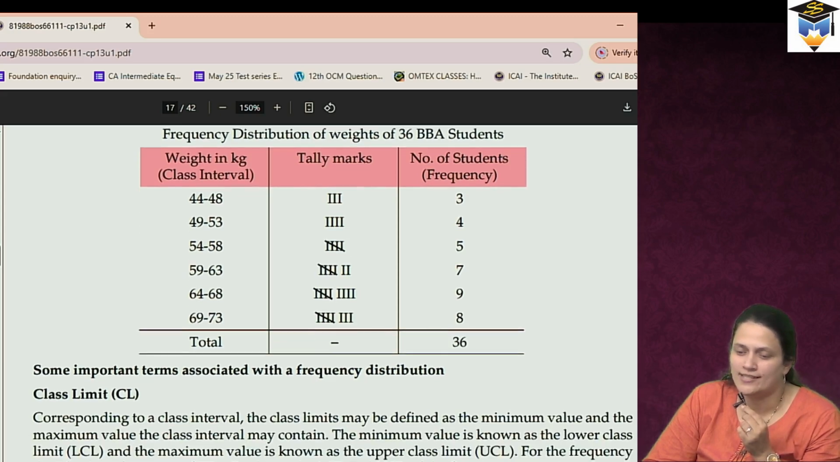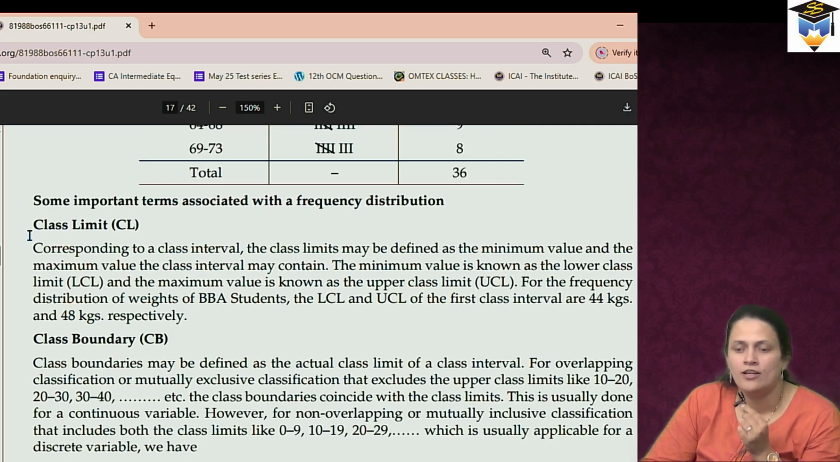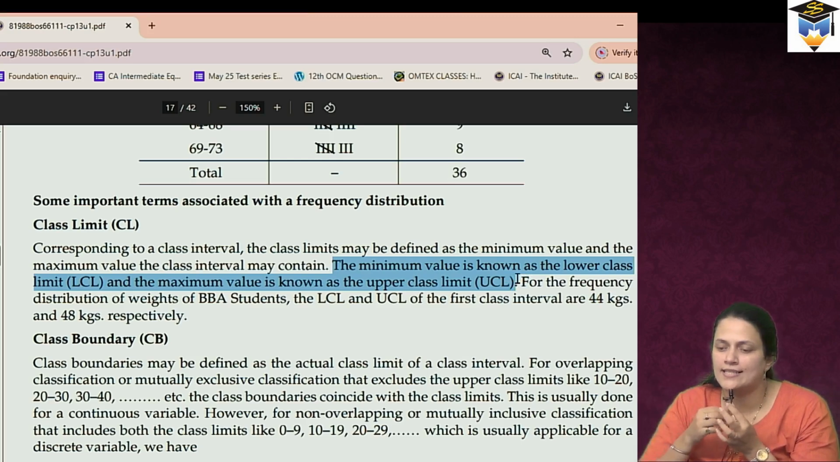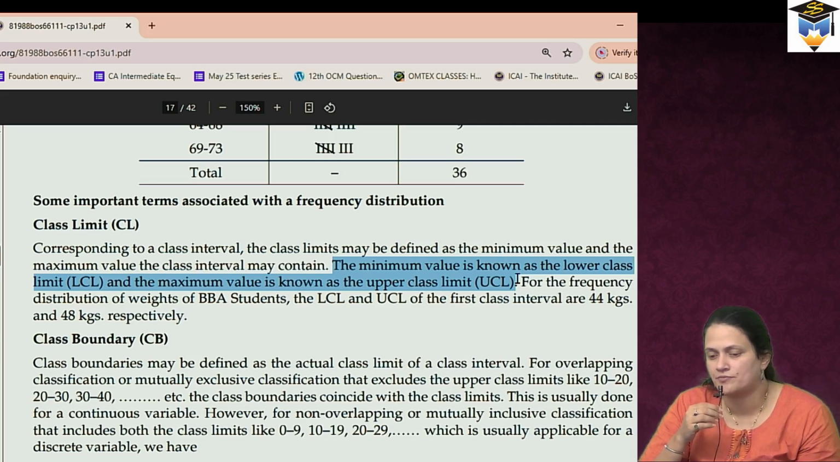Now these are the important things which I want you to write down. Write down the terms associated with frequency distribution. First is the class limit. The minimum value is known as the lower class limit, and the maximum value is called the upper class limit, that is UCL.